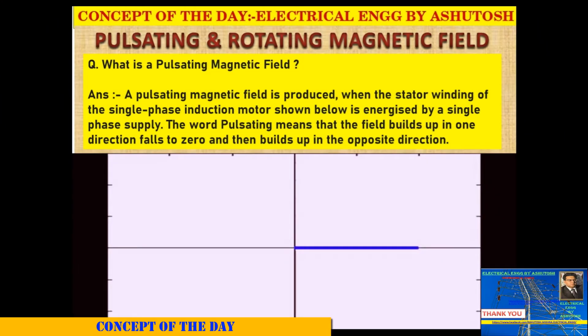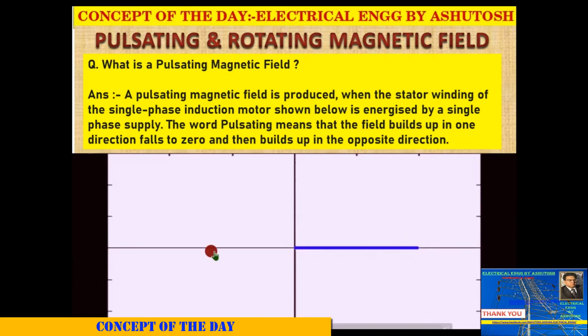You can see what is a pulsating magnetic field. The question arises: a pulsating magnetic field is produced when the stator winding of a single phase induction motor is energized by a single phase supply, guys. And the word pulsating means that the field builds up in one direction, falls to zero, and then builds up in the opposite direction.